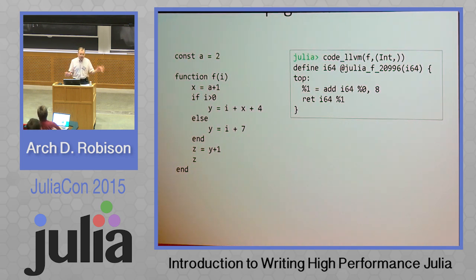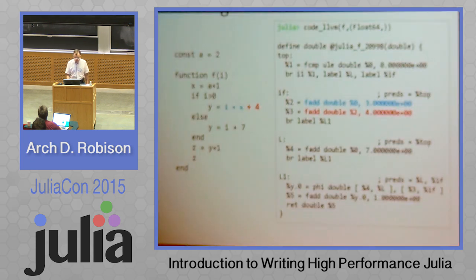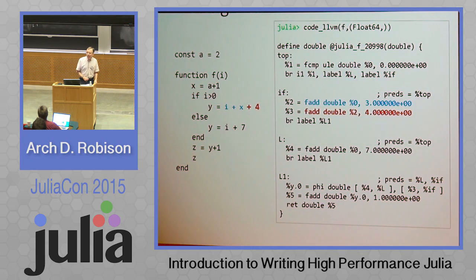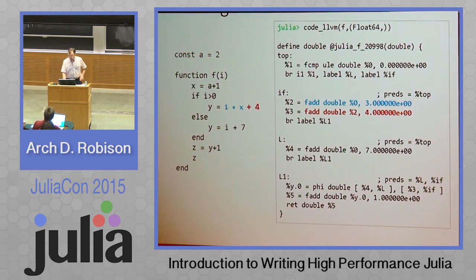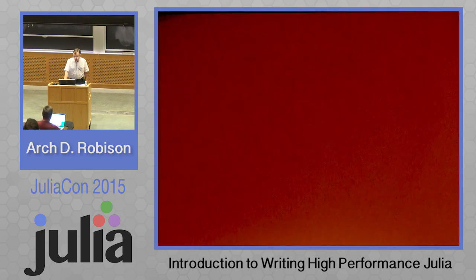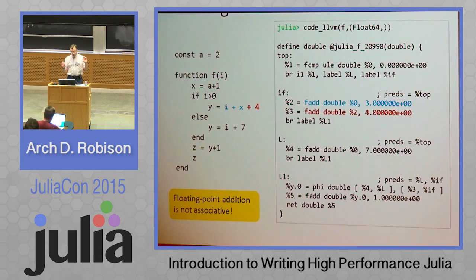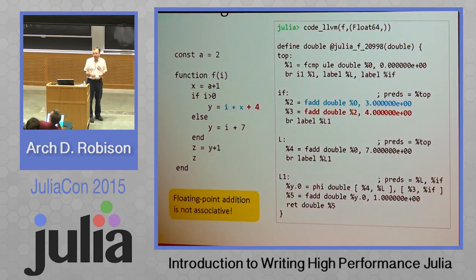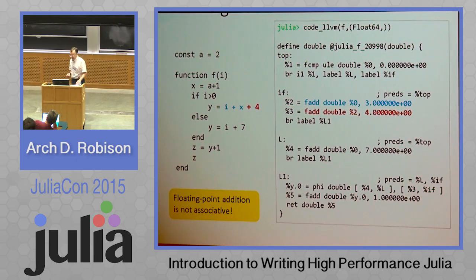Now, for integers, compilers are great about doing this sort of thing. You usually don't have to worry about it for integers. For floating point, it's a different story. If I take the same piece of code and look at the LLVM code for floating point, I find the compiler has not collapsed all the values together. And the problem is that floating point addition is not associative. So the compiler can't legally do all the algebraic manipulations because for floating point, not all those manipulations are valid. Julia, by default, insists upon right answers over fast answers. So it obeys the strict floating point evaluation rules.